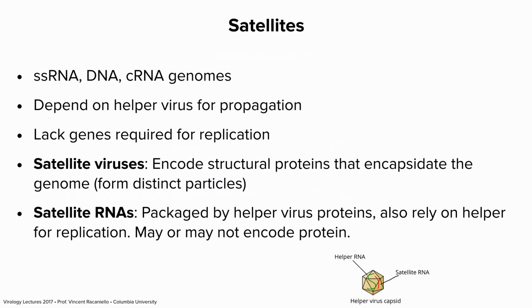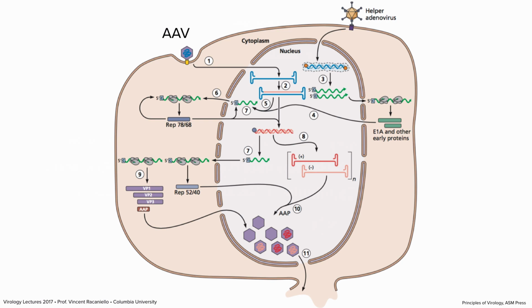So you can see in this diagram here, there's the helper RNA and the satellite RNA. So these are different from viroids. The ones that don't code for protein are still different from viroids because they get packaged into virus particles, where viroids are not packaged into virus particles. So those are satellites. Now, we've talked a little bit about one kind of animal virus satellite, and that is adeno-associated virus, which is a parvovirus. These are the viruses with single-stranded DNA genomes with the two T structures at either end. We've talked about how they replicate using the T structures as primers.